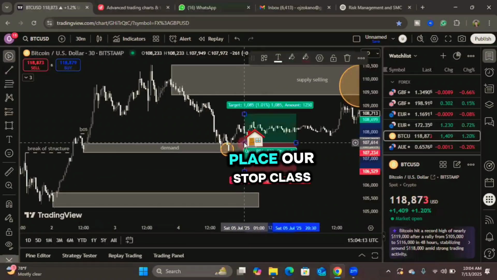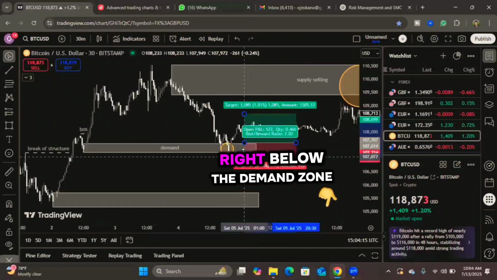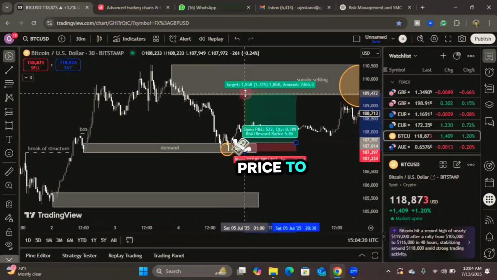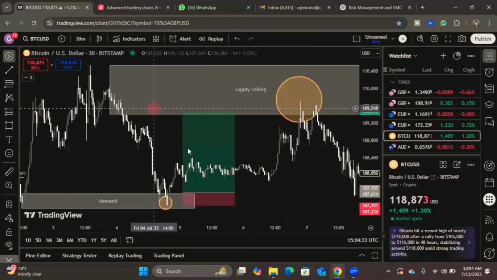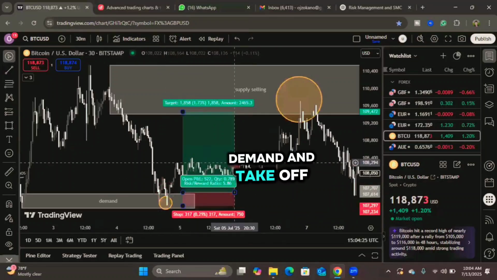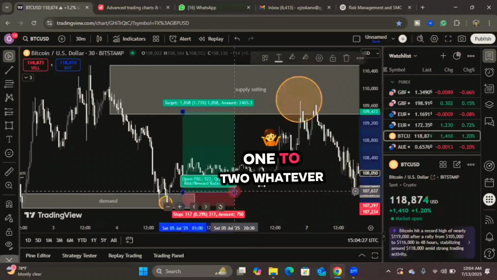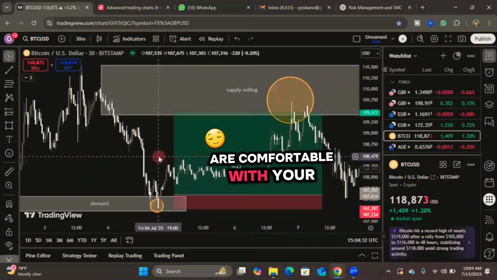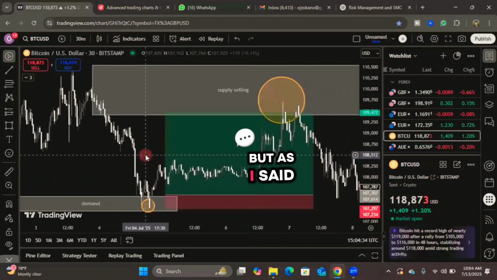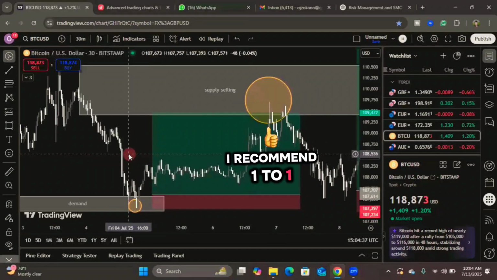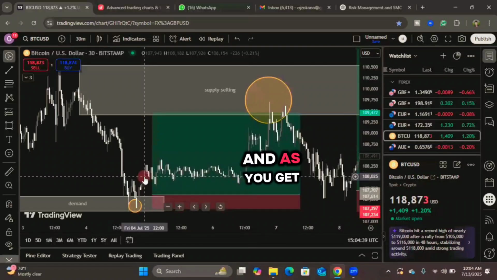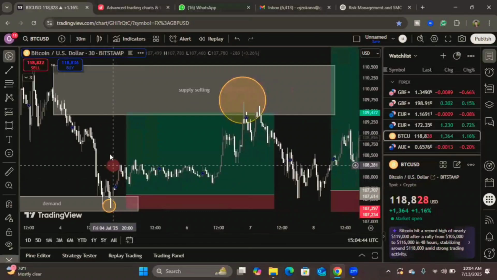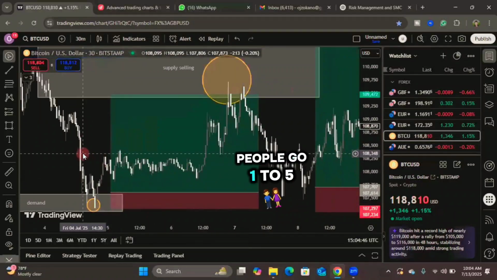So we place our stop loss right below the demand zone, and then wait for price to reach into the demand and take off. You can do your little 1 to 1, 1 to 2, whatever you are comfortable with for your risk management. But as I said, for beginners, I recommend 1 to 1. And as you get more confident, you take longer setups like a 1 to 2, 1 to 3, 1 to 4. Some people go 1 to 5.